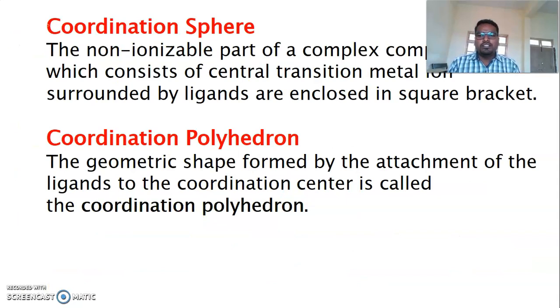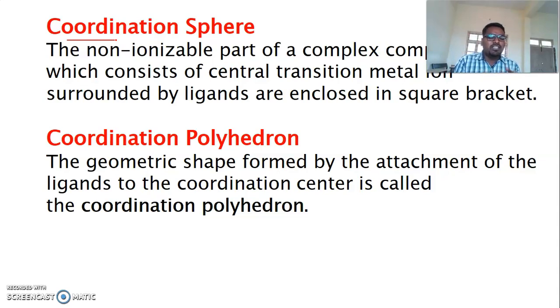Next, coordination sphere. The non-ionizable part of a complex compound, which consists of the central metal ion surrounded by ligands, enclosed in a square bracket, is called the coordination sphere. In the previous slide I showed a diagram of a coordination complex. In that you found the metal and ligands enclosed in a square bracket. That part is called the coordination sphere.